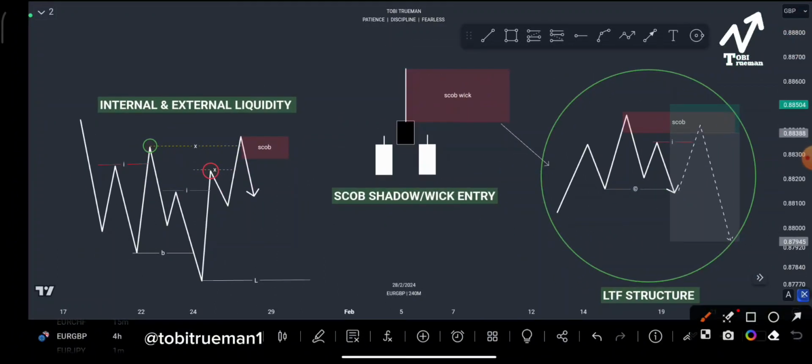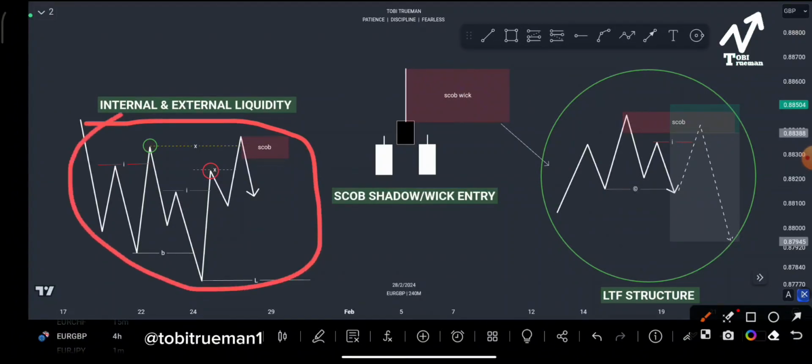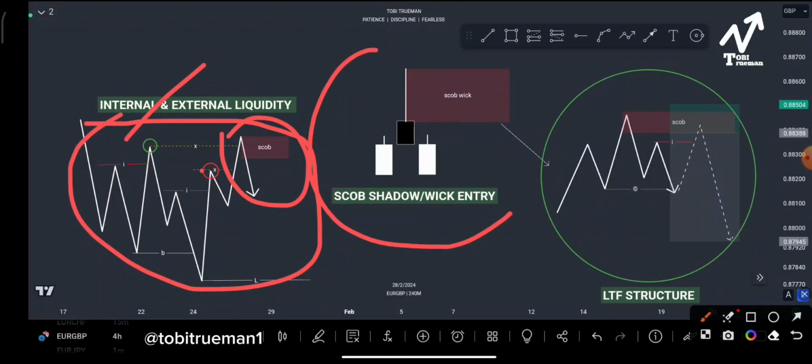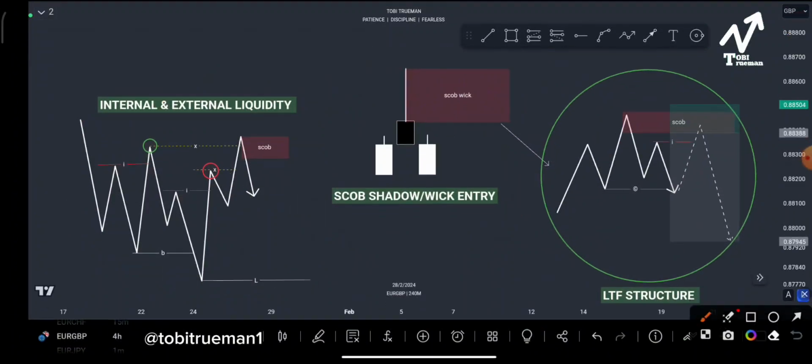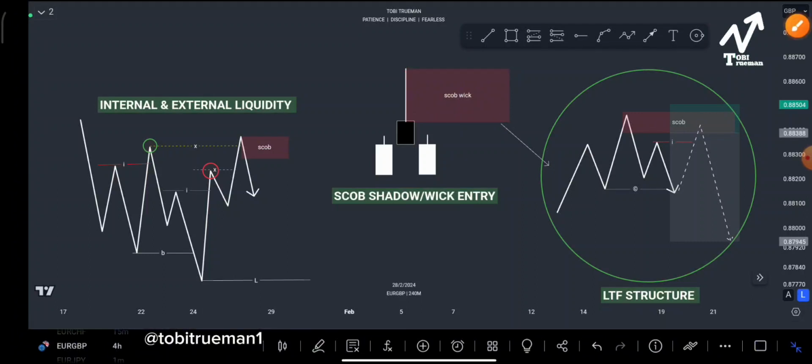Okay, so we have already understood this structure. When price took out the internal liquidity and external liquidity and gave us a morning star candlestick pattern, I used this single candle order block shadow, or wick, as my entry instead of the full single candle order block.